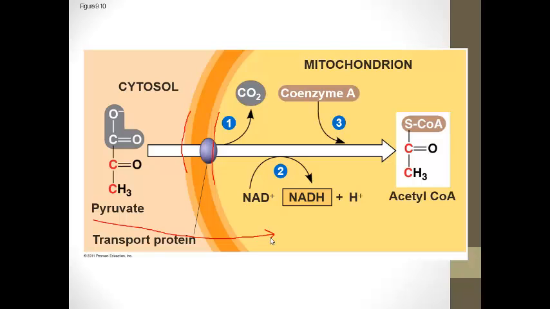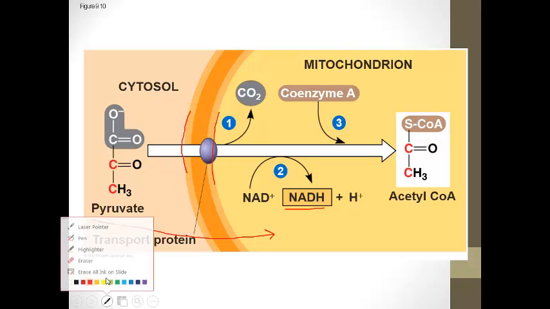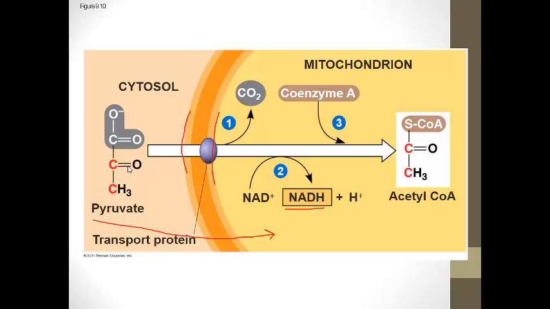Pyruvate is going to get oxidized. A chemical bond is going to be broken. When that bond is broken, those electrons are going to go to NAD+ and form NADH. When pyruvate gets oxidized and the electrons go to NAD+ to become NADH, the resulting molecule is going to be called acetyl-CoA. So we're going from a 3-carbon molecule to a 2-carbon molecule. That third carbon is going to be released as carbon dioxide.